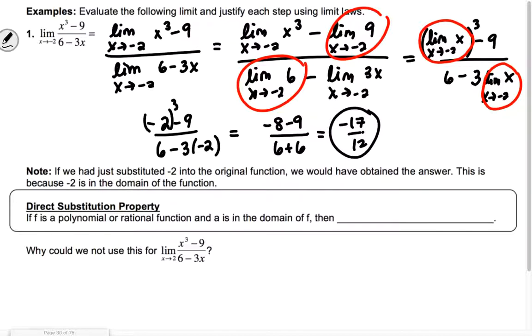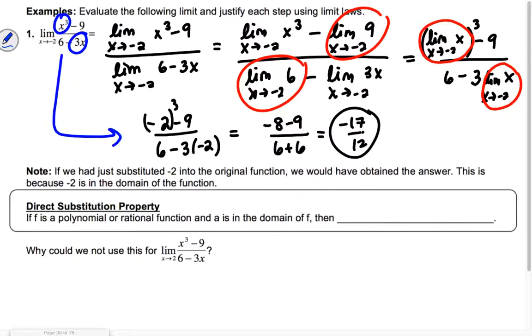Okay, we don't want to do that every time, do we? So there have to be rules with limits even with that. So this one is going to end up being what's called the direct substitution property. So it says, if we had just substituted -2 into the original function, we would have gotten the answer, right? I could have just plugged in a -2 for all of these x's, and we'd be good to go. We would go directly to this step.